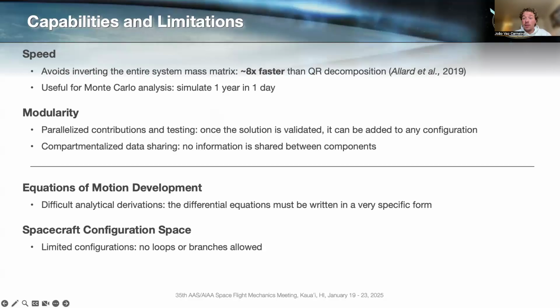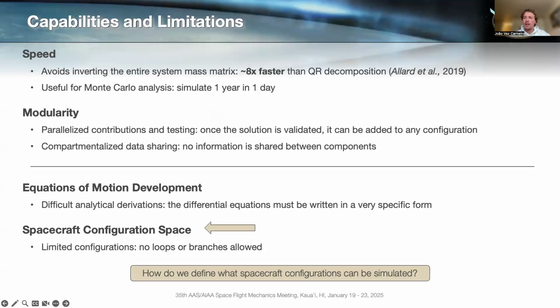However, there are some limitations. First of all, the development of the equations of motion is not straightforward. It actually takes a substantial amount of time to analytically find these equations of motion and also write them in this very particular way. And the other limitation is that the spacecraft configuration space is limited. What I mean by this is because of the assumption that all components are attached in parallel, some spacecraft configurations just cannot be simulated.